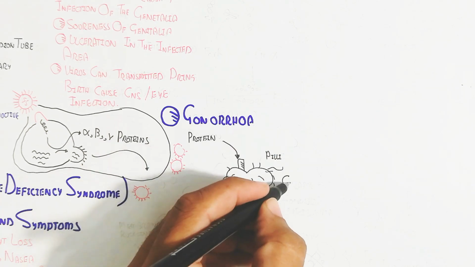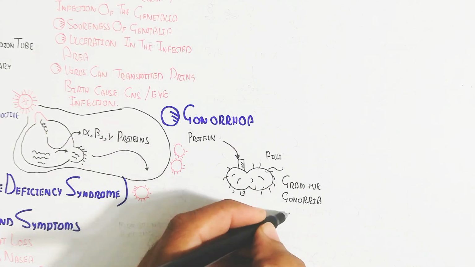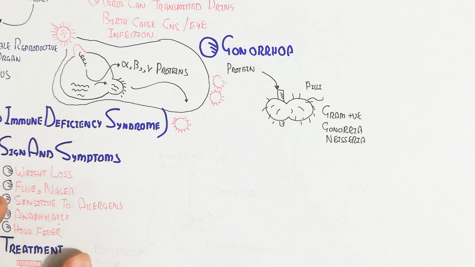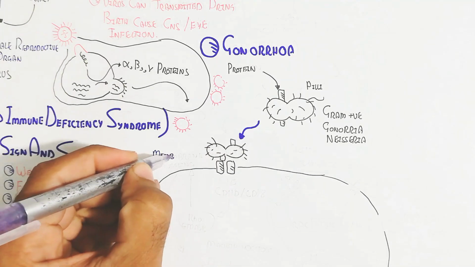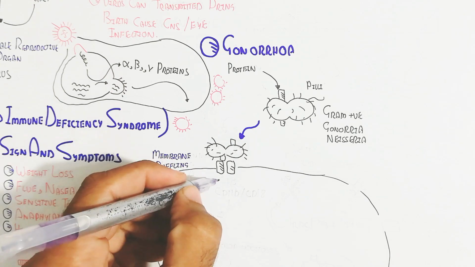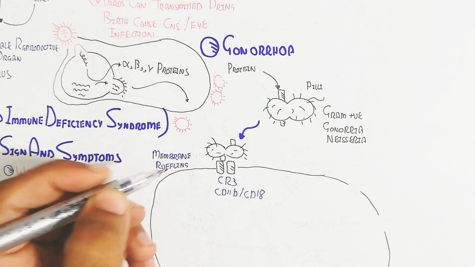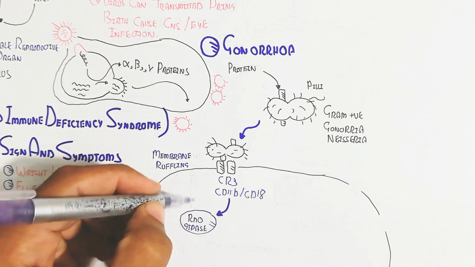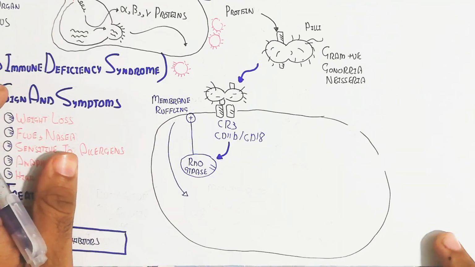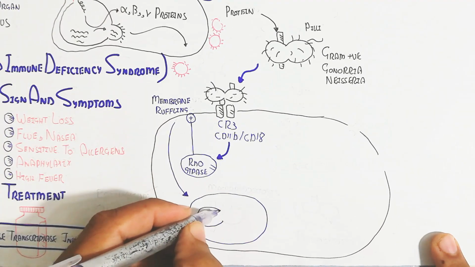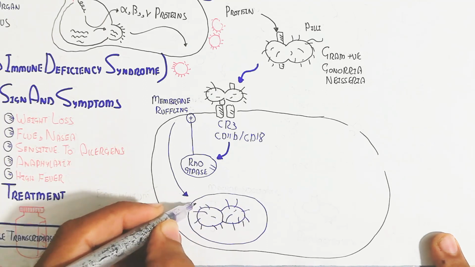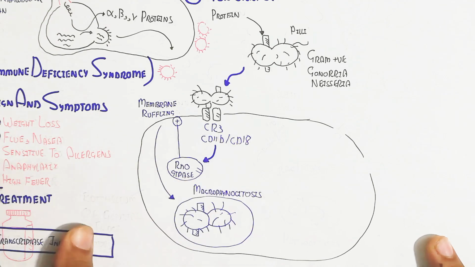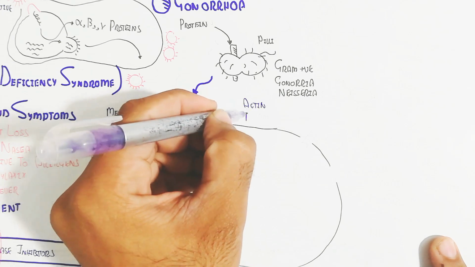Gonorrhea is due to the bacterium Neisseria gonorrhoeae, which contains pili and proteins. This protein is used for reception and invasion through CR3, CD11b and CD18. After this entry, Rho GTPase will activate membrane ruffling, and in this way lead to invasion. This is the activation before the invasion, and after invasion macrophage phagocytosis will occur.